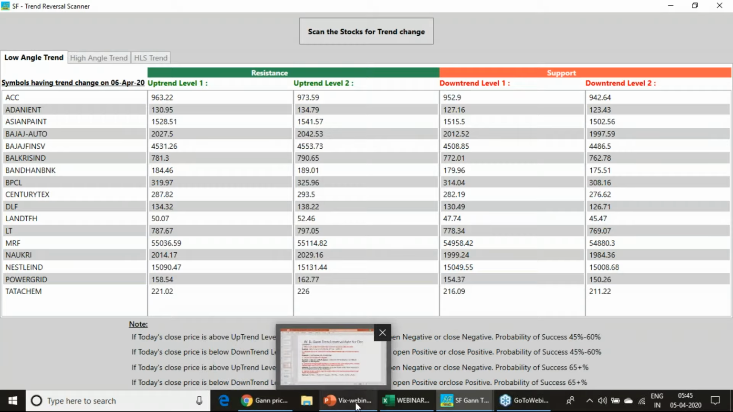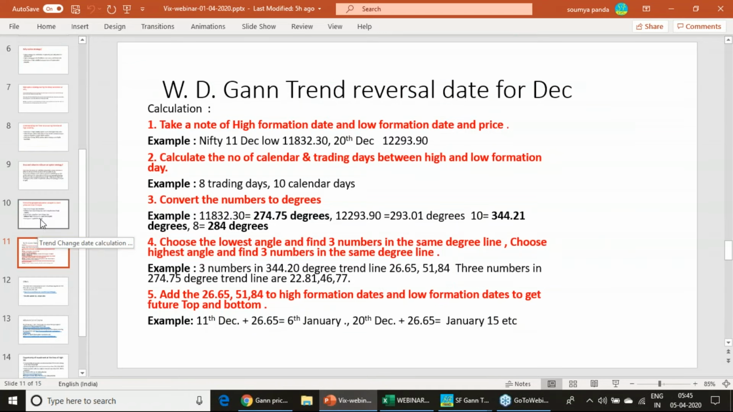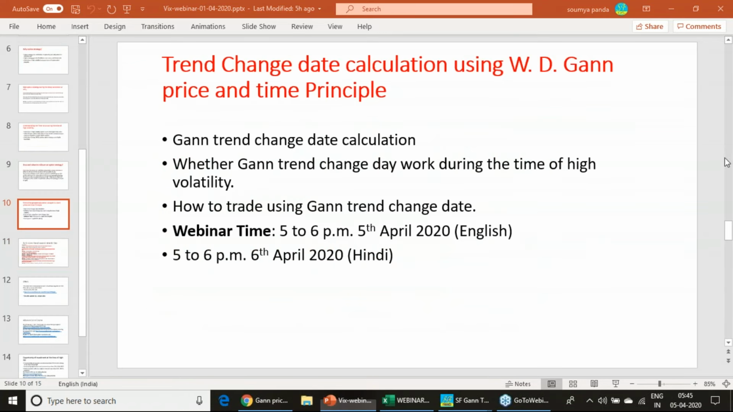Now coming to the usability of this: how can I utilize this in my trade? As a trader, what is the use for me? This is very important. I have done the calculations, I have done all these things. Now how can I utilize them for trading purposes, how is it going to benefit me, that is very important.